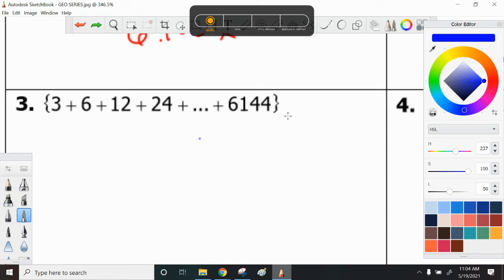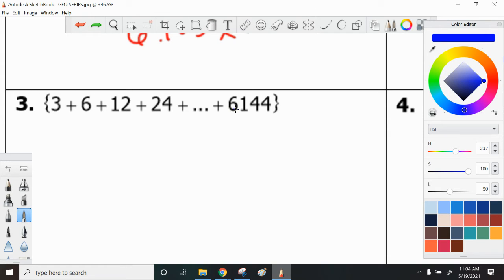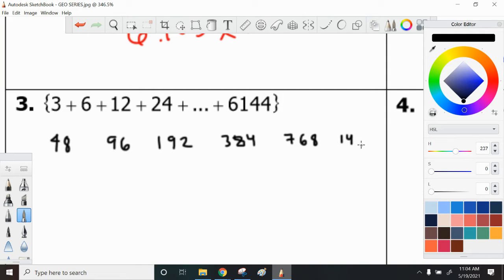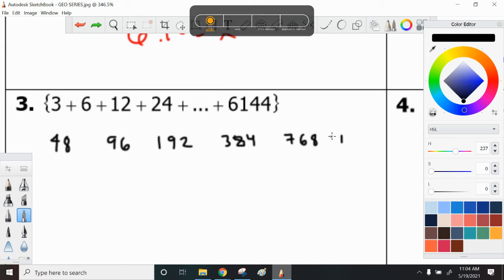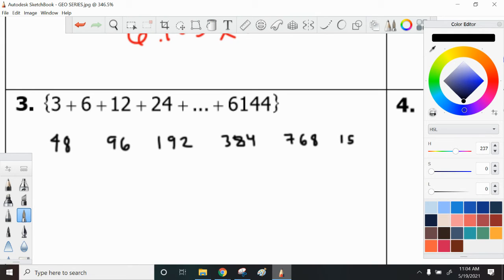The problem is we don't know what term number 6,144 is, okay? And so what I would recommend that you do is you just keep multiplying by 2 because that's the ratio until you figure out what this would be. You know, after this, it's going to be 48, it's going to be 96, it's going to be 192, it's going to be 384, it's going to be 768, it's going to be 14, 15, I don't know. Let's just do it in Desmos.